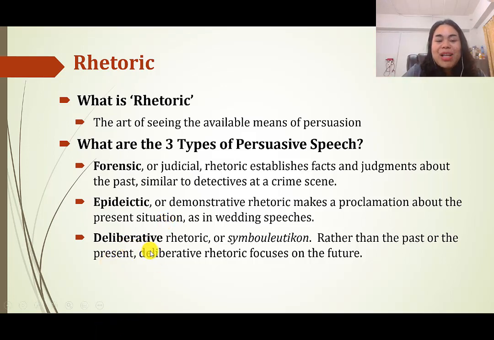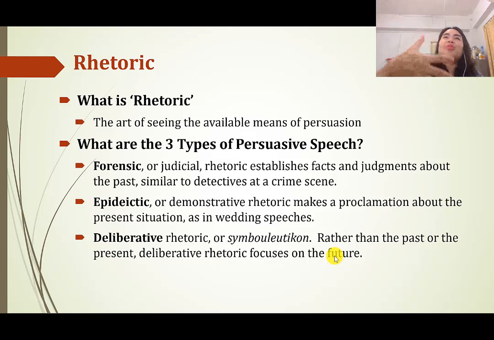And for the last one, deliberative rhetoric or symbouleutikon, it's actually about, rather than the past or the present, the rhetoric that focuses on the future. So with this one, instead of just saying what is happening now, what's the problem now, they're foreseeing the future. They are predicting something.